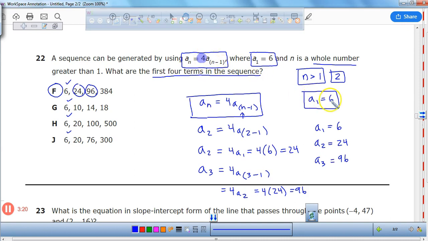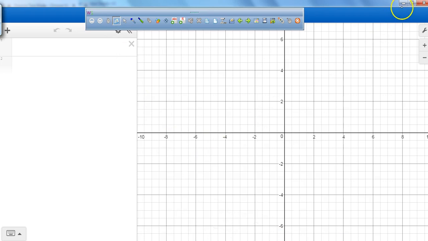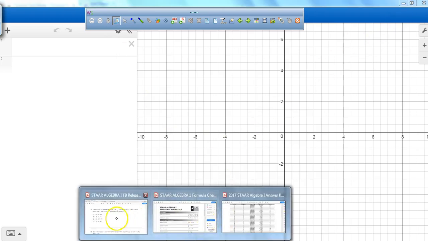So the first term is 6. The second term is multiplied by 4. It gets us to 24. Third term is multiplied by 4. It gets us to 96, and it goes on, so on and so forth. So that's kind of how you use this sequence formula. Okay. All right, let's go ahead and head on to the next problem.